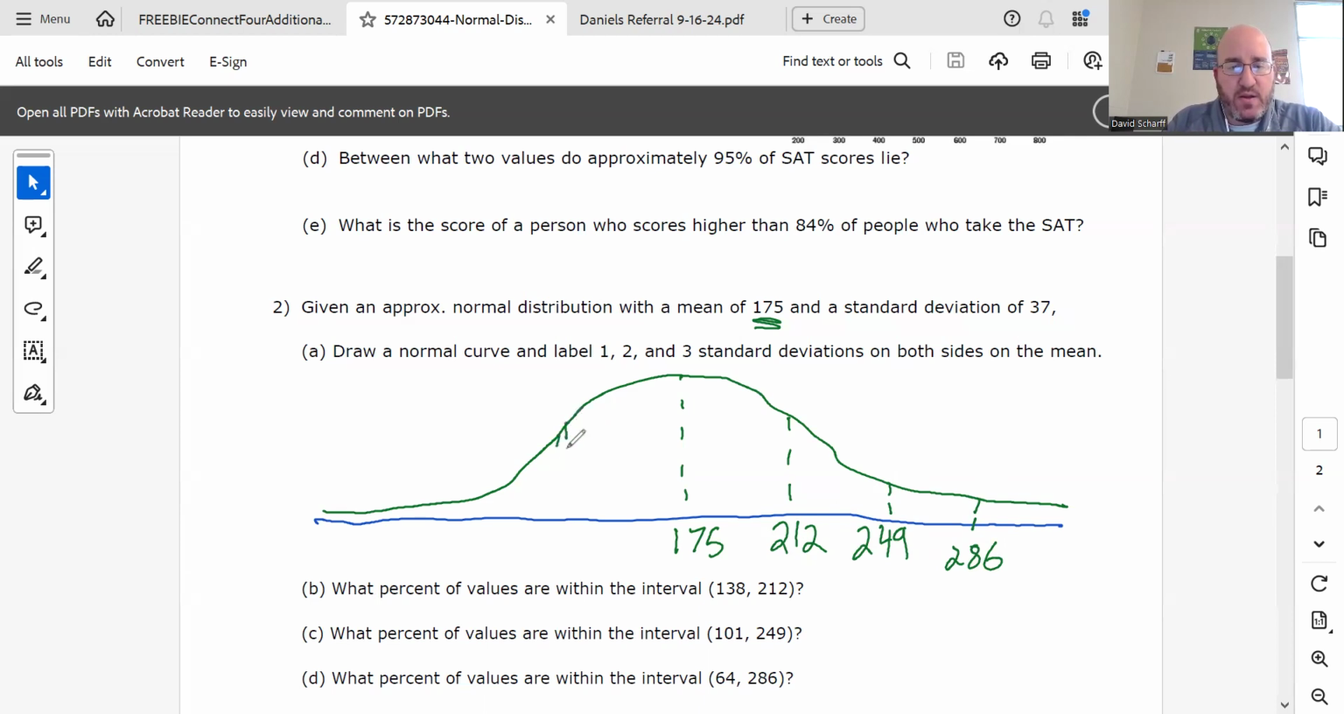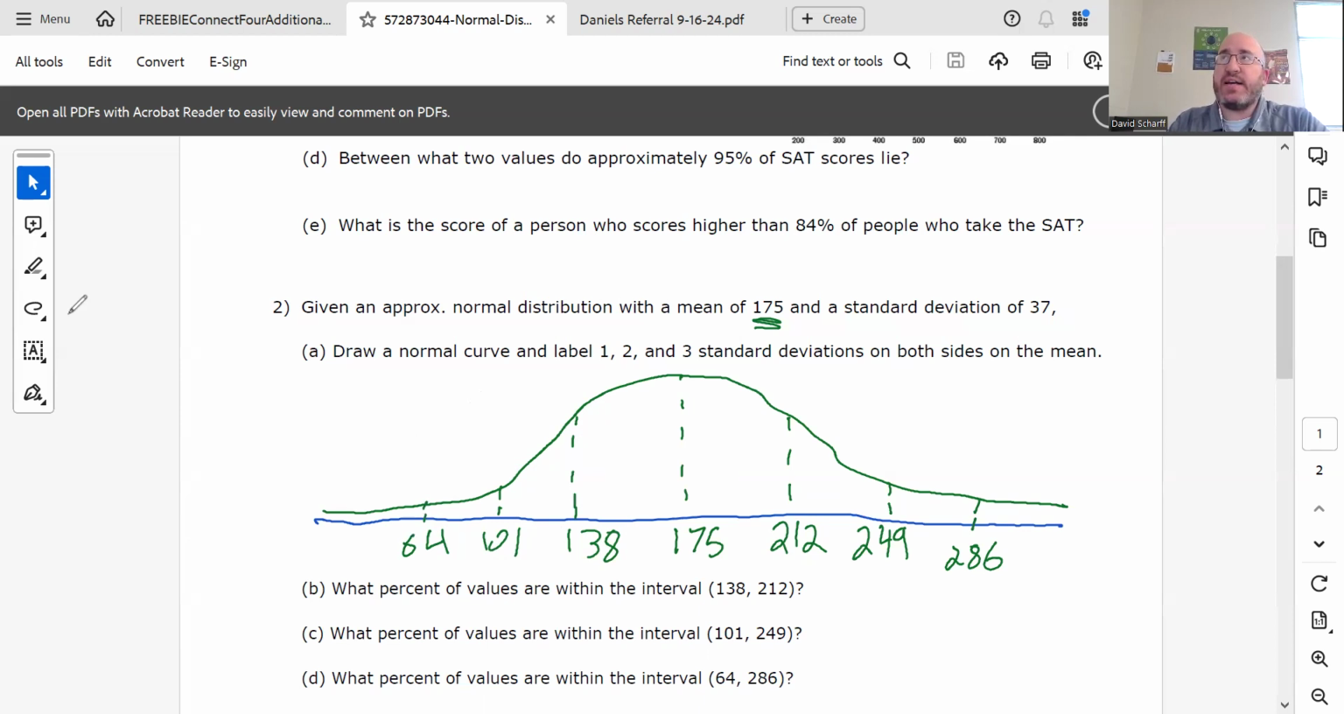Then subtracting. You gotta get a little closer. There we go. All right. So subtracting now, going the other way, we're getting 175 minus 37, which is 138. Subtract it again, which is 101. Subtract it a third time, which is 64. Okay. So you've got your curve set up now.